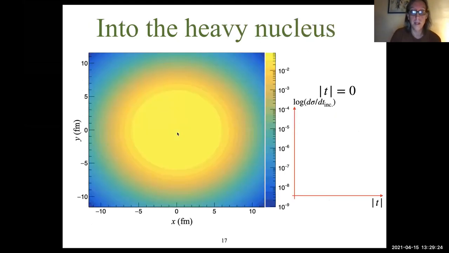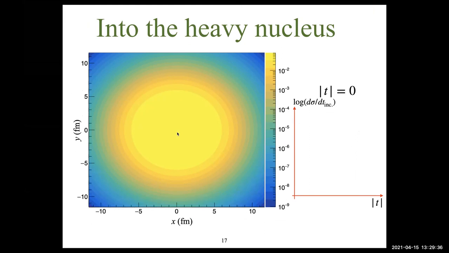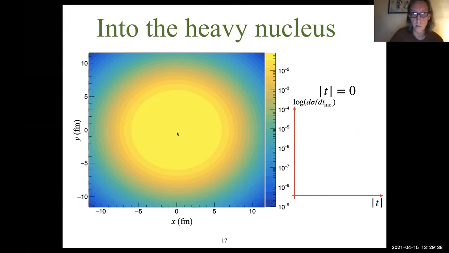So let's take this into the heavy nucleus. What we do is we just implement this into Sartre and see if we can describe the UPC data with that.